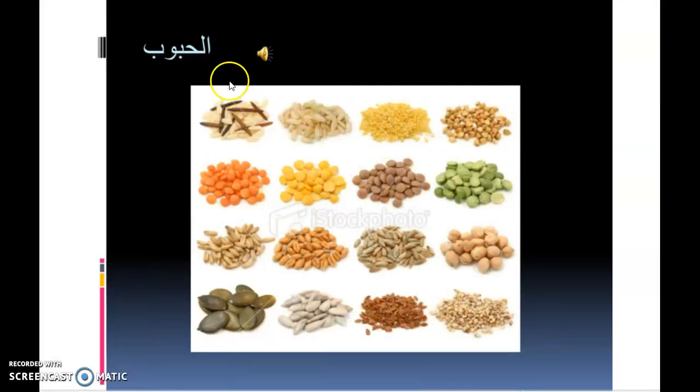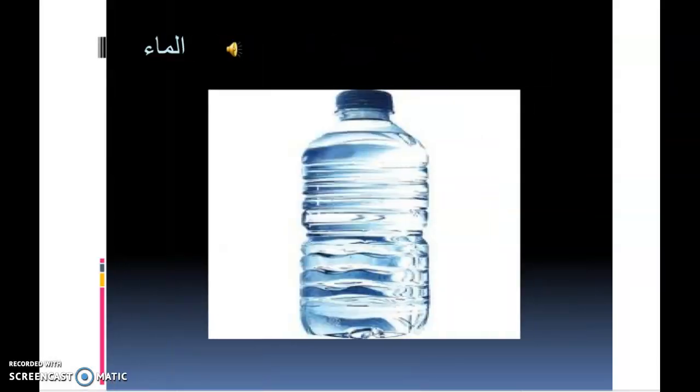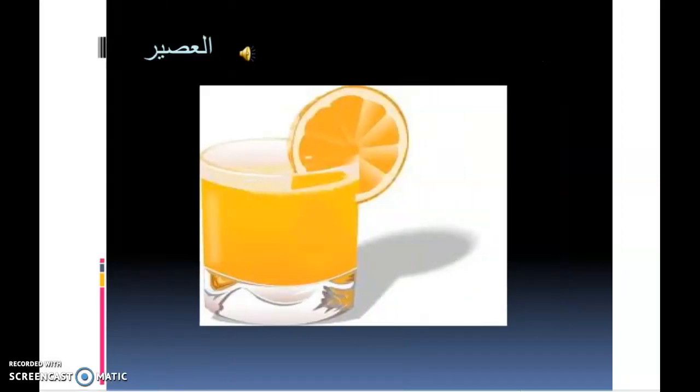Next we have al-hubub. Al-hubub, as you can see here on the picture, it's all type of grains. So it's al-hubub, grains. And here we have, I know you know this, it's al-ma', water.